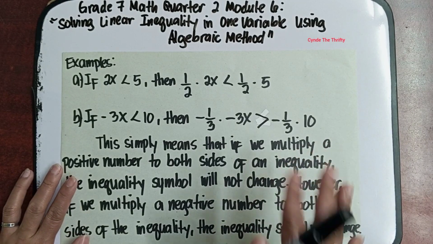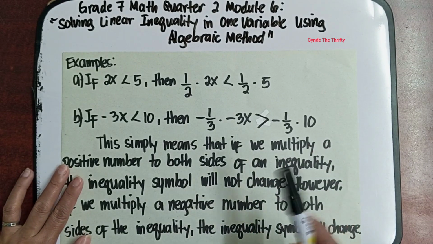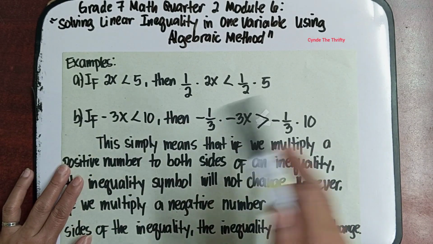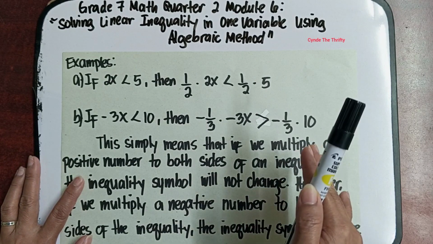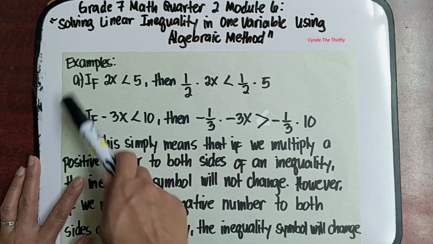Kung variables yung pag-uusapan natin, nalilito tayo. So meron tayong examples para makita natin kung ano ang ibig sabihin ng mga points natin sa multiplication property of inequality. Okay, A.